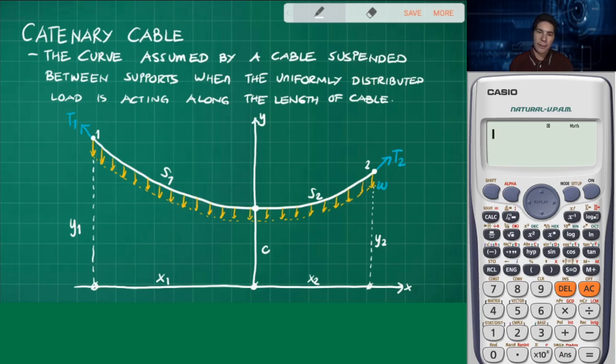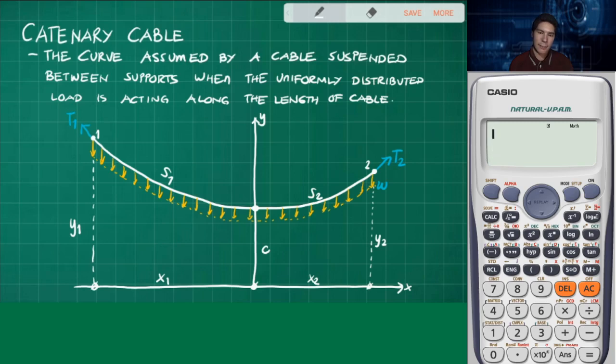So itong S1, yan yung arc length. Okay? Yan yung length mismo ng cable. And yung S2 naman is ito yung length ng cable from lowest point to the end support at point 2. So ito yung uniformly distributed load along its length, along the length of the cable.